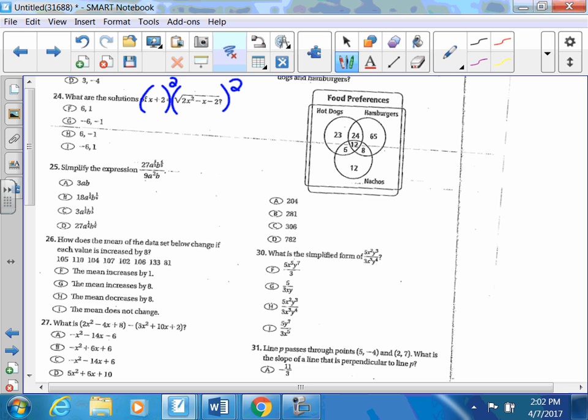So if we square x plus 2, that means we have to take x plus 2 and multiply it with itself, x plus 2. We can't just square each individual term. When we square the other side, it's a little easier because you're just going to get everything without the square root.